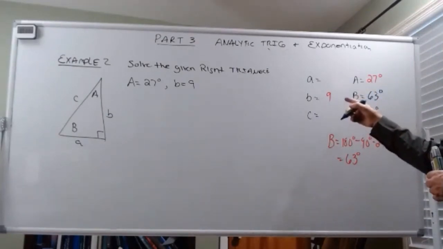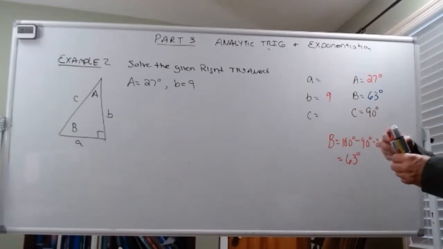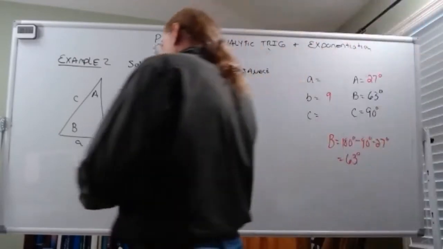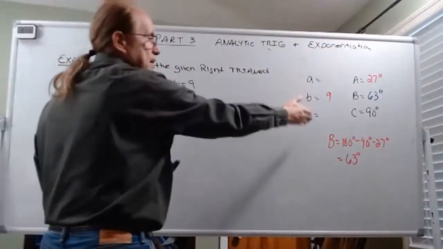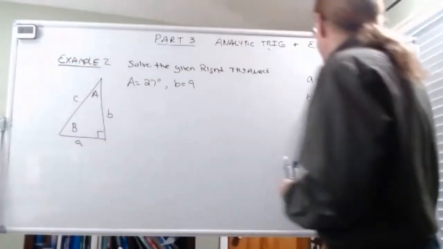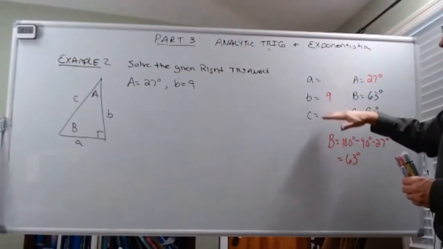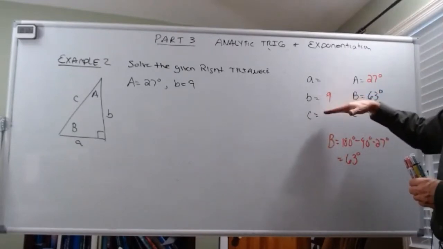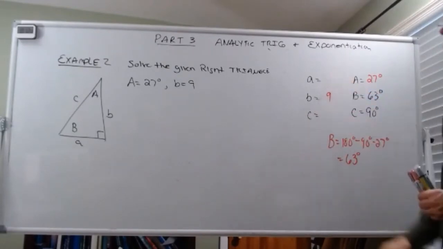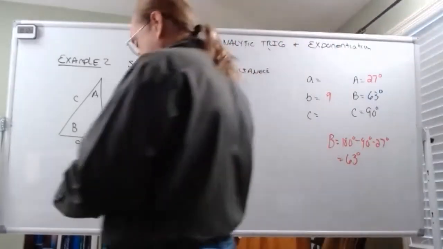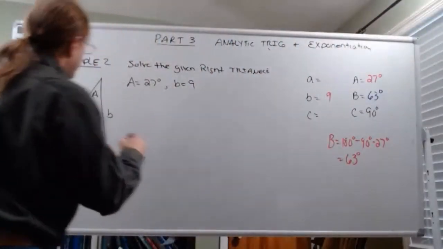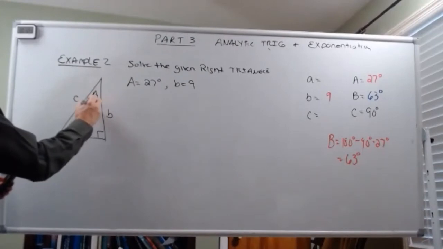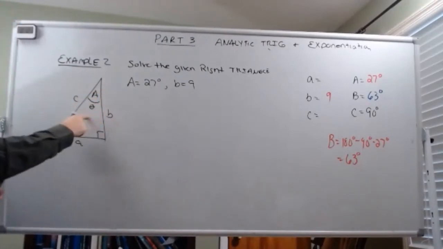Now I do have the relationships between the sines and the cosines. Let's use that now. I don't have enough information here. If I knew 2 of those, I could find the third measure by using the Pythagorean theorem, but I don't. I need more information to fill things in, so I go to my definitions. Now this is my angle theta over here, 27 degrees.